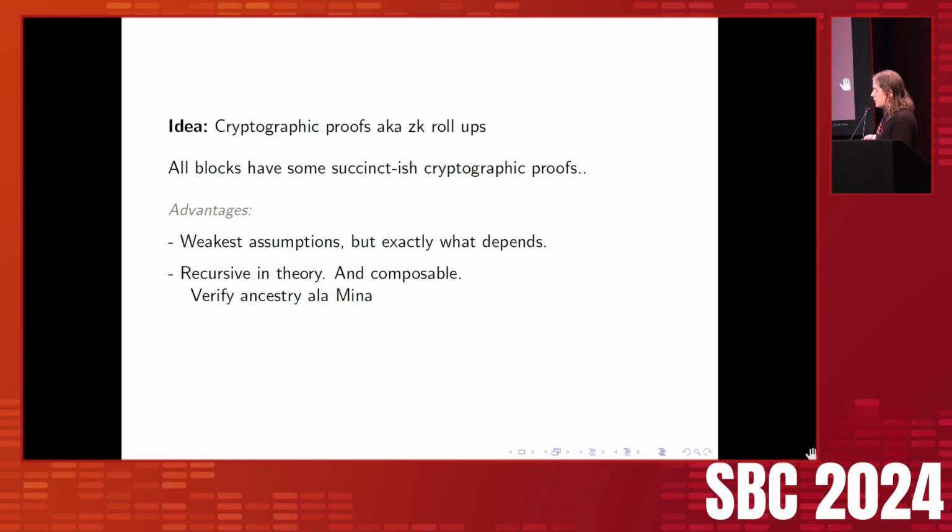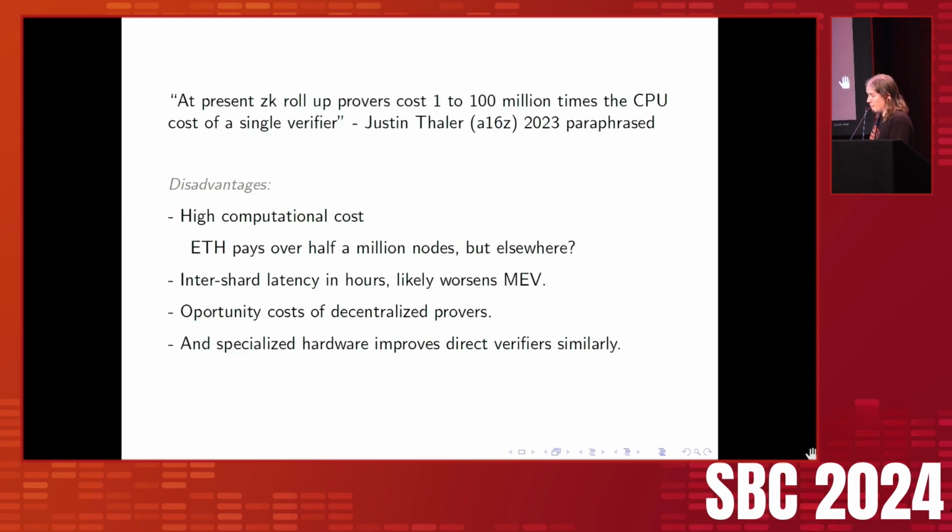So a more serious thing is these ZK rollups. So we have a succinct-ish cryptographic proof for each block. These are great because they have very weak assumptions. Exactly what depends on what you're doing. Like Mina, if it's verifying the ancestry, then that even improves your Byzantine assumptions. This is cool because they're recursive, very composable, very good, but they're very expensive. Quoting Justin Thaler, generally they're 1 million to 100 million times the cost of a single verifier in terms of CPU time.